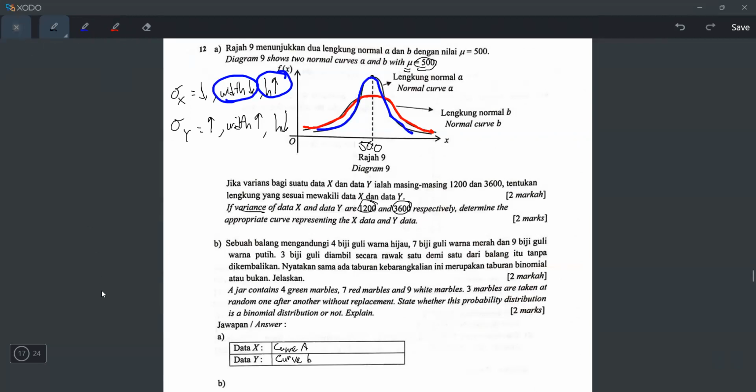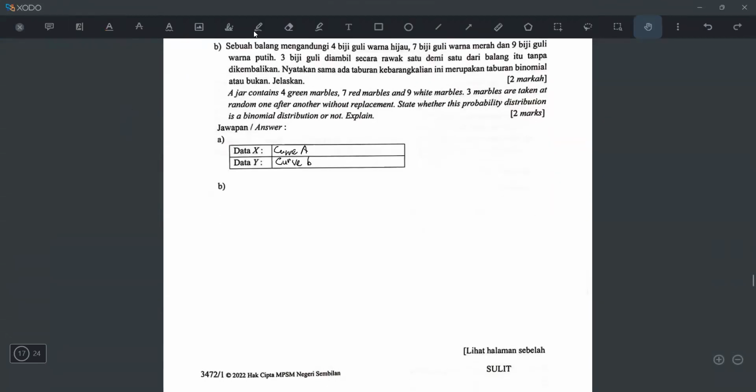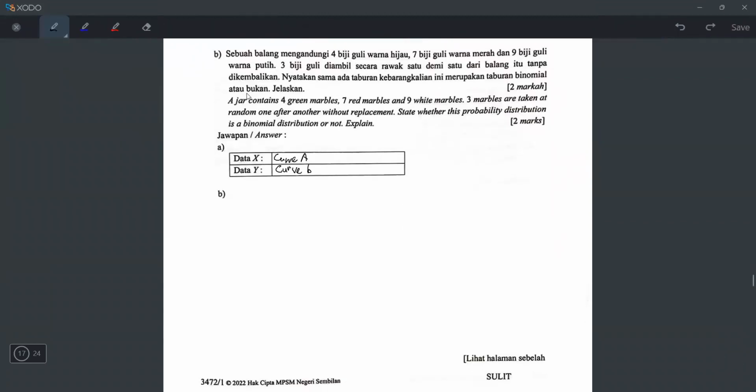Okay, I think I can cover this to do B because it's not related, right? B is a different one. Okay, let's do B. A jar contains 4 green marbles, 7 red marbles, 9 white marbles. 3 marbles are taken at random one after another without replacement.